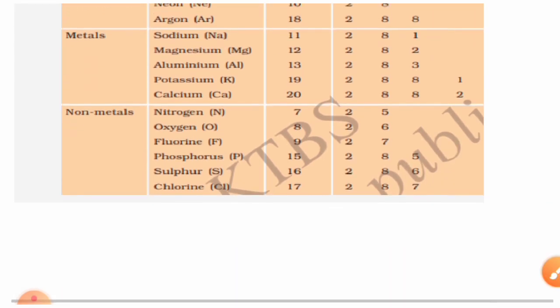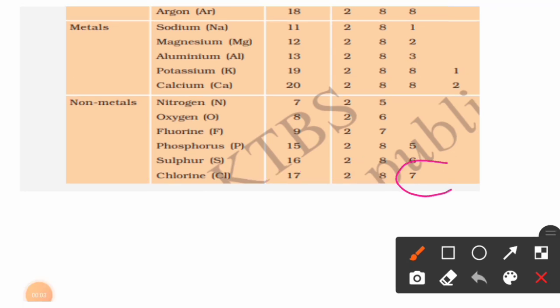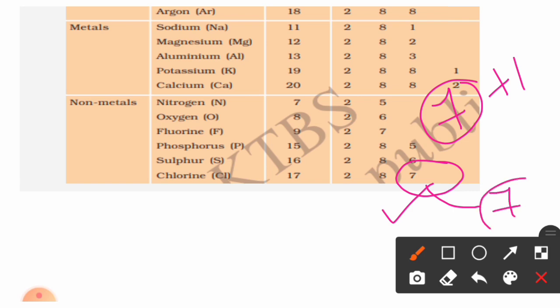Next, if we look at chlorine, the atomic number of chlorine is 17 and it has 3 shells: K shell, L shell and M shell. If we look at the M shell of chlorine, there are 7 valence electrons. Now, for chlorine to obtain the octet configuration and become stable, it needs only 1 electron. This is one possible way. Another possible way is that chlorine can lose 7 electrons to become stable. But for the nucleus of chlorine, it is very difficult to lose 7 electrons.